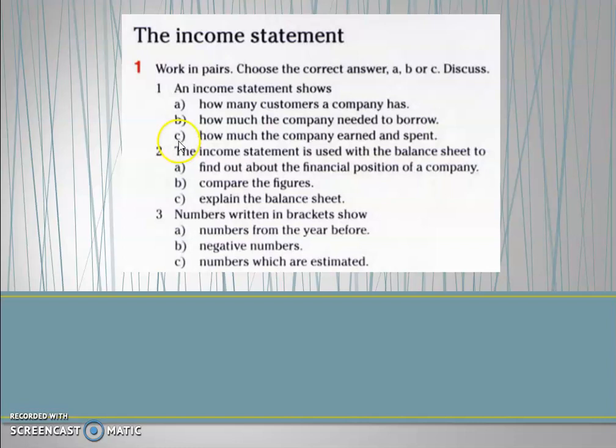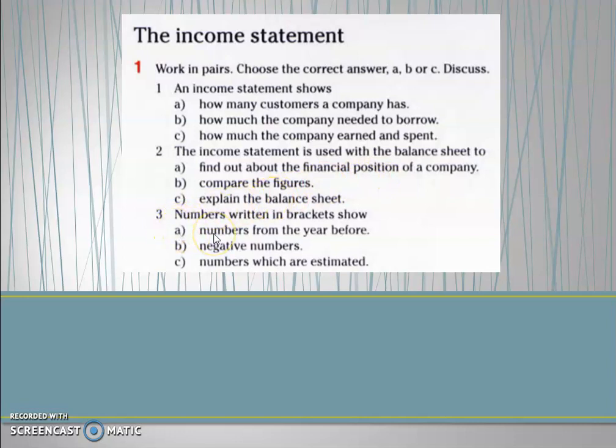Okay, number 2. The income statement is used with the balance sheet to A, find out about the financial position of the company. B, compare the figures. C, explain the balance sheet. The correct answer is letter A. Find out about the financial position of a company.